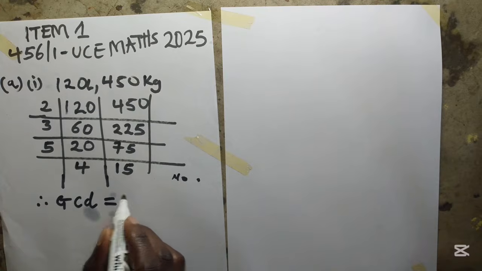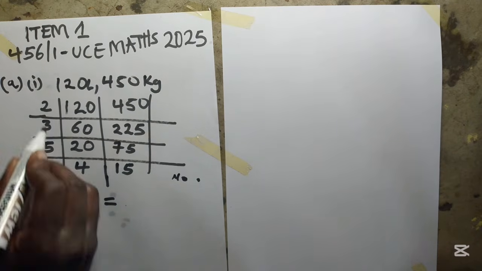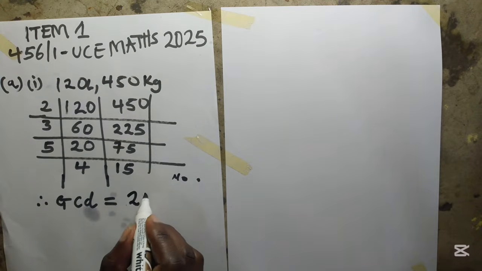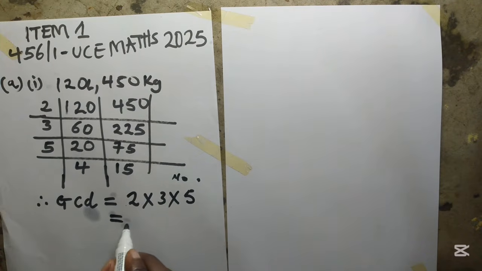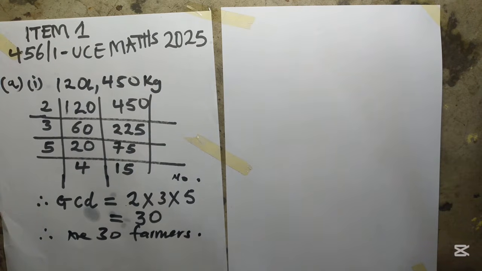divisor equals, you multiply these three numbers, these ones you've used to divide, that is 2 times 3 times 5, and you get 2 times 3 is 6. 6 times 5 you get 30. So you write that therefore the number of farmers that will receive the items is 30 farmers, and Roman 1 is done.